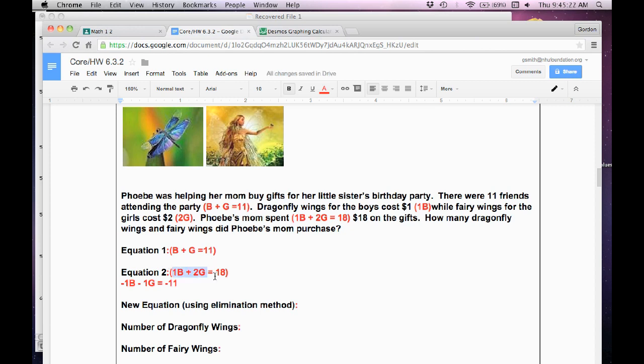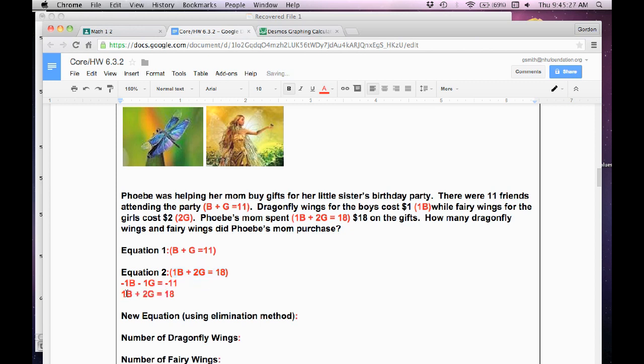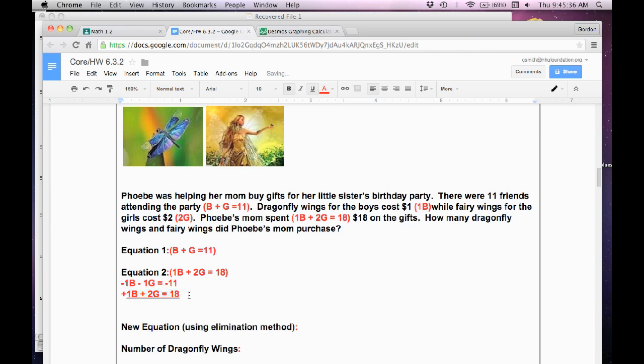And then I'm going to add that equation to this equation. And what that's going to do is make the b's disappear. So that's the thought here. We're going to add this, and it's kind of neat to underline that to show that it's an addition. I like that idea. So now, -1b plus 1b is 0. Plus, okay, we've got -1g plus 2g. So the -1 plus the 2 is going to equal 1g. And -11 plus 18 is 7. So the number of girls is going to equal 7.